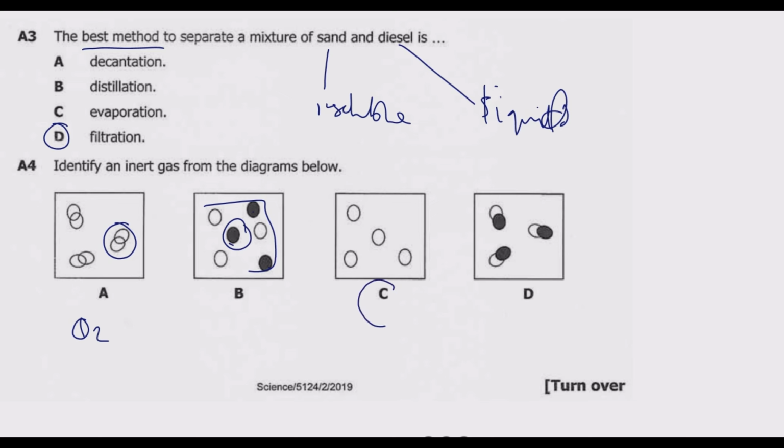You see, C, we have single atoms because these are the same, they remain the same. And here we have a bond. This could be between a metal and basically a non-metal. This could be metals. So C is the best answer in this case. So remember the key property, all inert gases consist of single atoms as they exist.